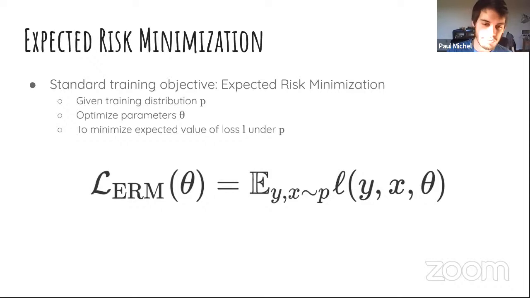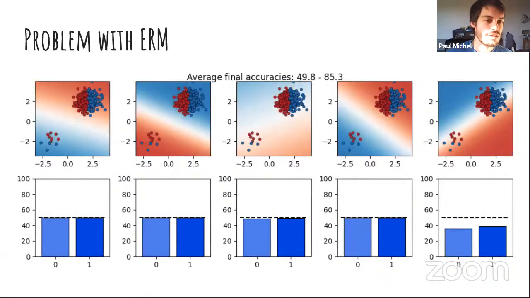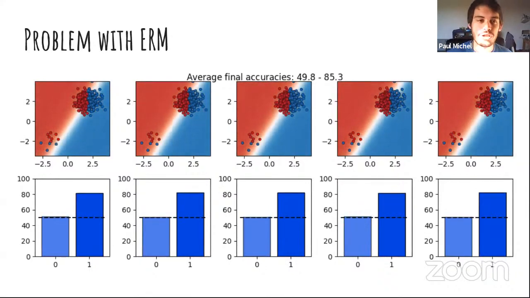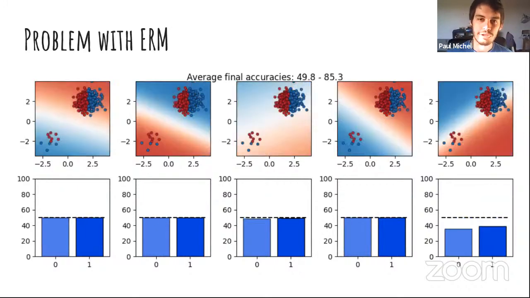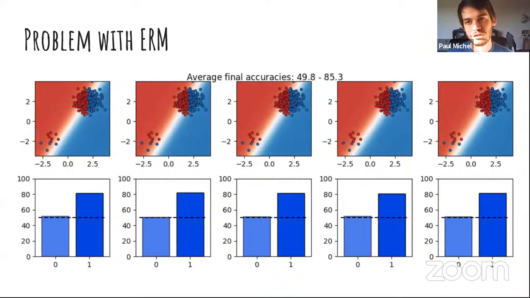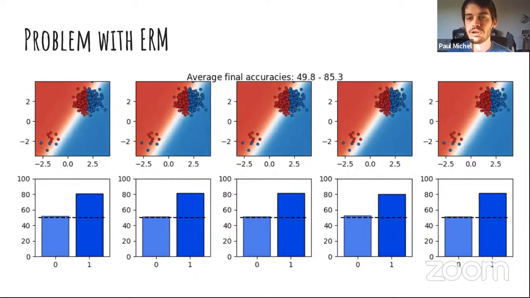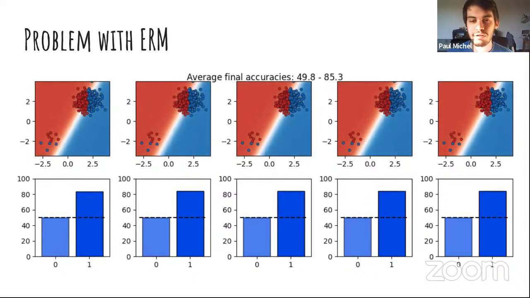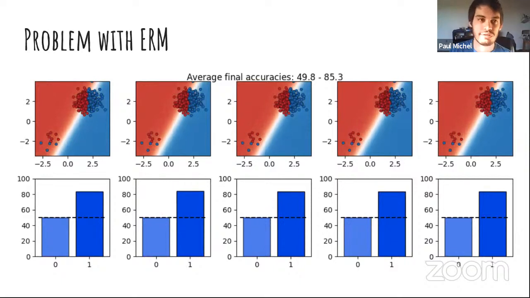As I've alluded to earlier already, there are some problems with this. Here's an example in the toy setting I described. This is training a linear model, so the linear model can't fit the data perfectly. When you train it with expected risk minimization, it's going to focus much more on the overrepresented domain. As a result, you'll end up learning models that have good performance on this domain, but low performance on the smaller domain. All right, so this is something we want to fix.